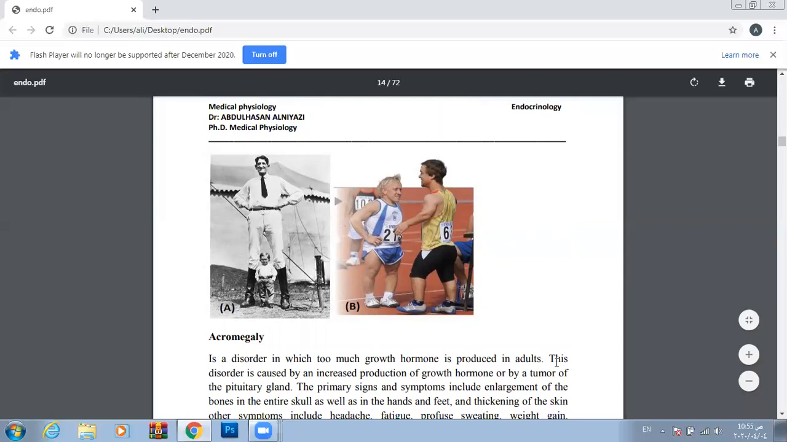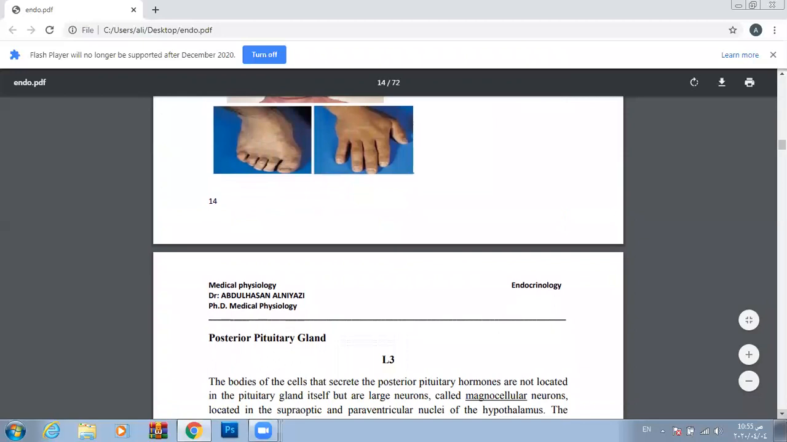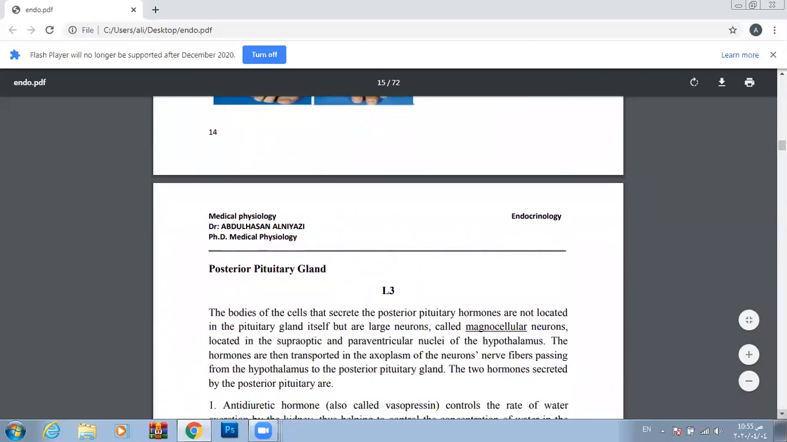Good. وصلنا إلى حقيقة إلى نهاية المحاضرة، وإن شاء الله راح تكون عندنا المحاضرة القادمة هي الهرمون of the pituitary posterior pituitary.